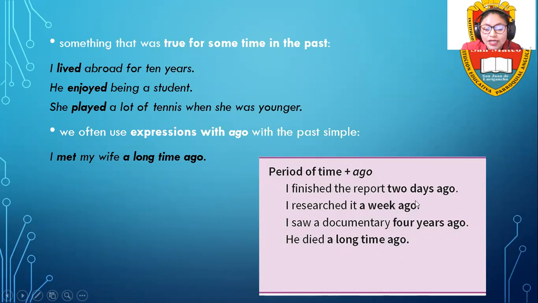Al utilizar la palabra ago, son frases o expresiones que están determinando un momento en tiempo pasado. Si yo digo 2 days ago, 2 días antes. A week ago, la semana pasada. 4 years ago, hace 4 años. A long time ago, un buen tiempo, pero ya pasó ese tiempo, ¿no? A long time ago, hace tiempo, ¿ok?